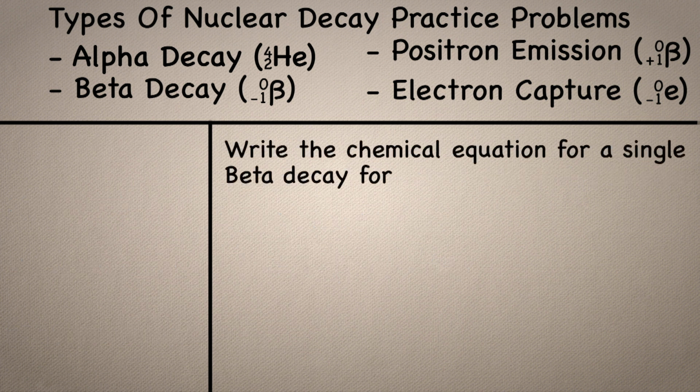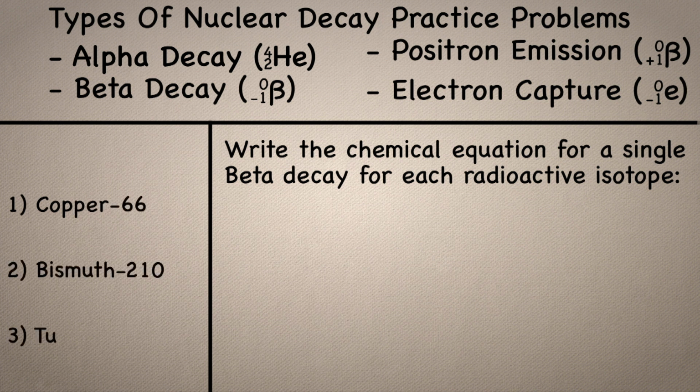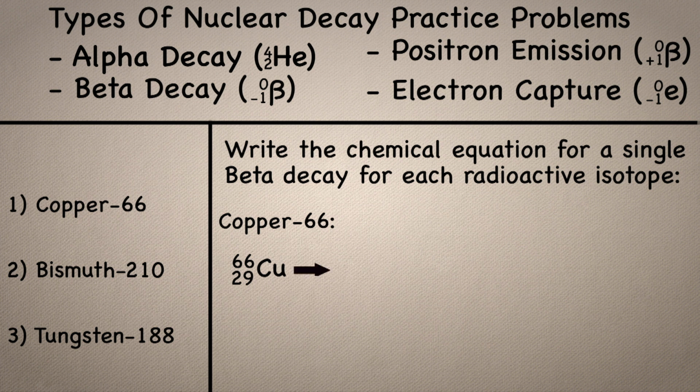Write the chemical equation for a single beta decay for each of the following radioactive isotopes: copper 66, bismuth 210, tungsten 188. Okay, so for our beta decays, let's start off with copper 66. We know it has 29 protons because that's its atomic number on the periodic table. So just like we did with our alpha particles, we're going to say yield and then space it out a bit and write our beta particle out this time, which is a 0, -1 beta sign.